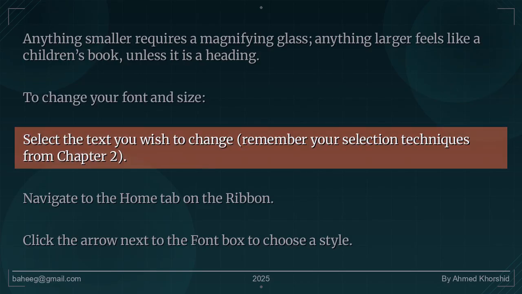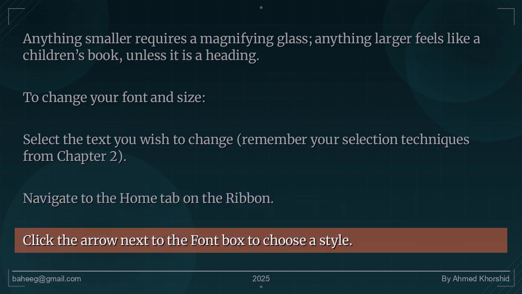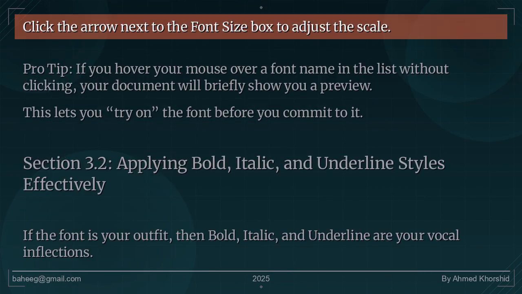Select the text you wish to change. Remember your selection techniques from Chapter 2. Navigate to the Home tab on the ribbon. Click the arrow next to the font box to choose a style. Click the arrow next to the font size box to adjust the scale.